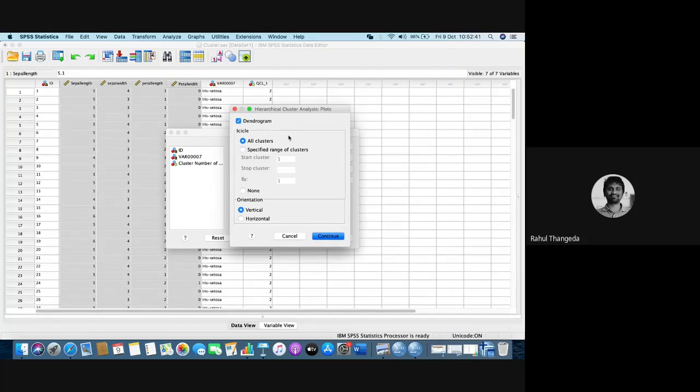And the next thing is, I don't have any specified range of clusters for the icicle plot, so I leave it as for all the clusters at this moment. And orientation is how you want to see it.